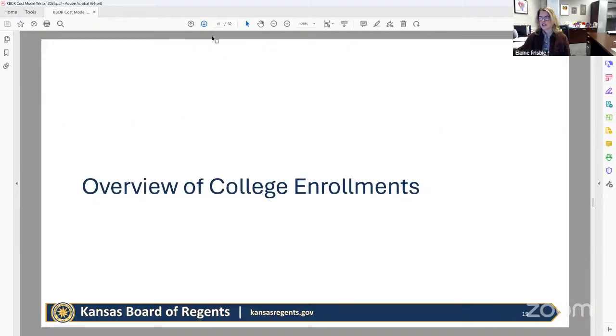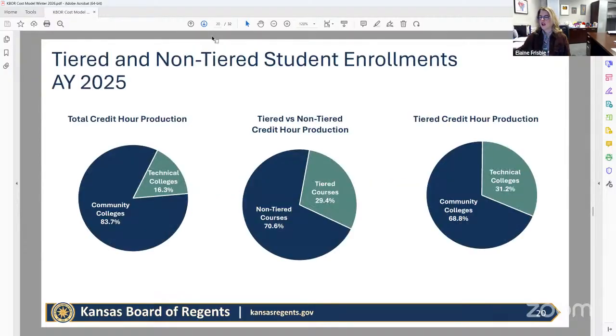So just looking at last year's enrollment, this is AY 2025, just under 84% of the total credit hour production came from the community colleges and 16.3% from the technical colleges. Comparing tiered versus non-tiered, again, 70.6% of our credit hour production came from non-tiered and 29% from tiered.